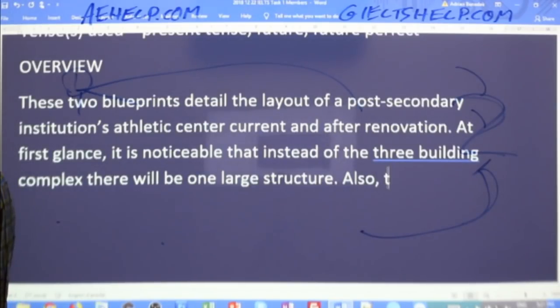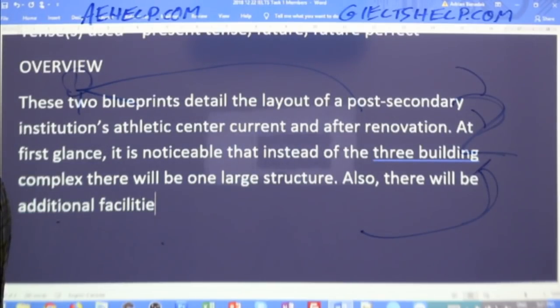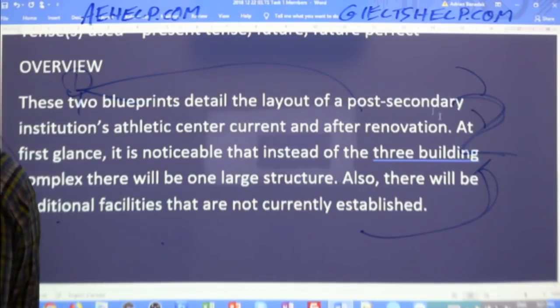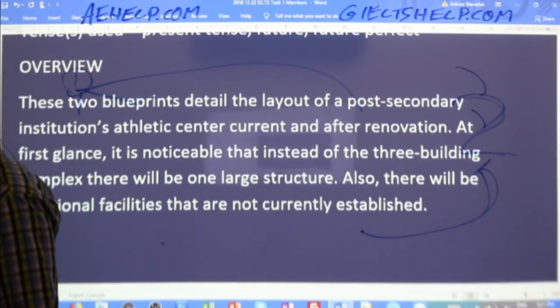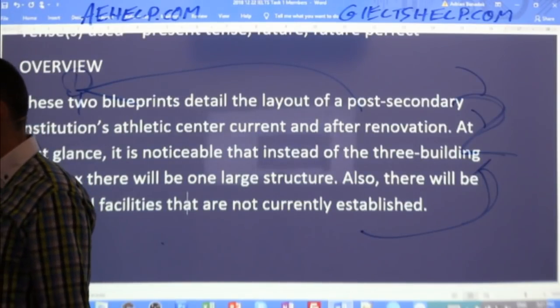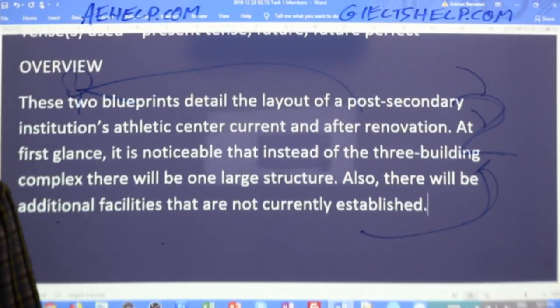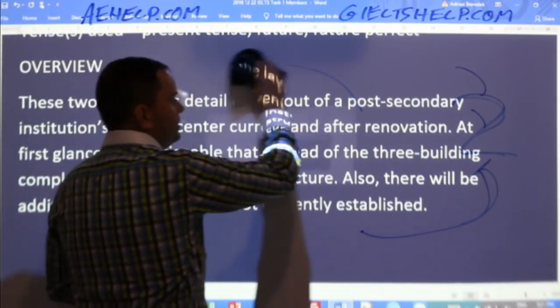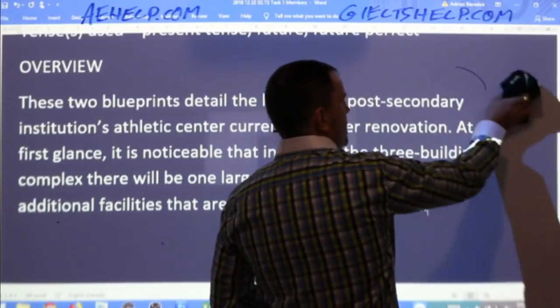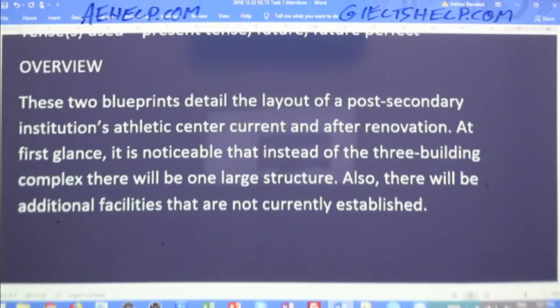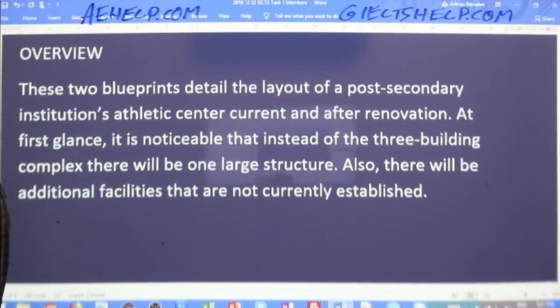Also, there will be additional facilities that are not currently established. Okay. Okay, so now you have a Band 8, Band 9 overview, all right? So we knocked off those two big key points. Instead of 3 buildings, it's 1 large building. And instead of a few facilities, 3 or 4, there will be several more. Okay? All right, so now we can go into the analysis or the body paragraph, right?